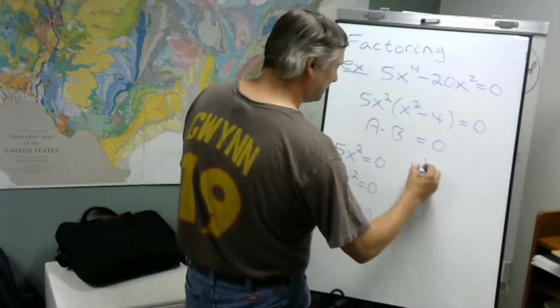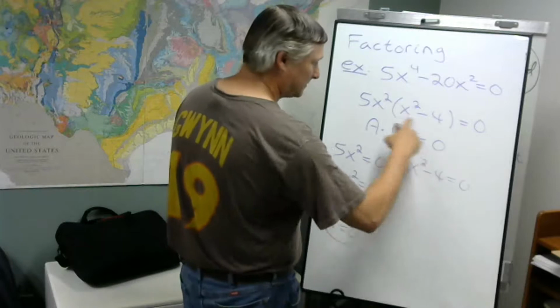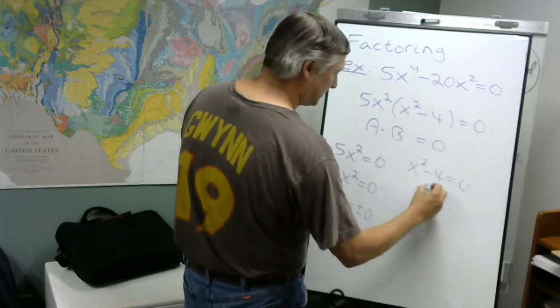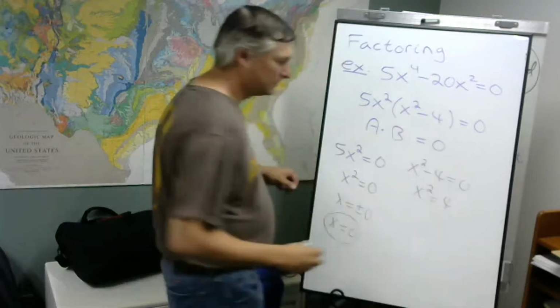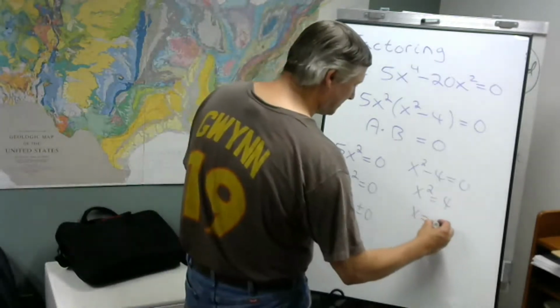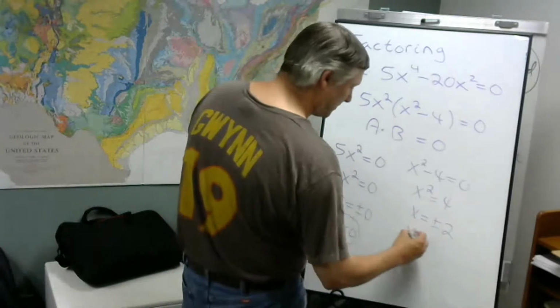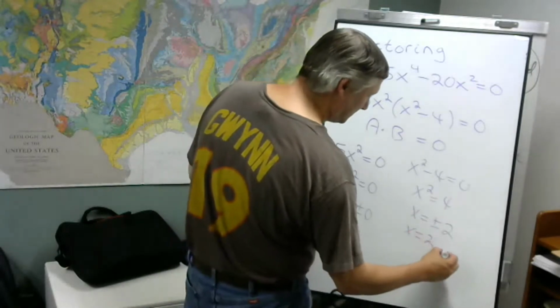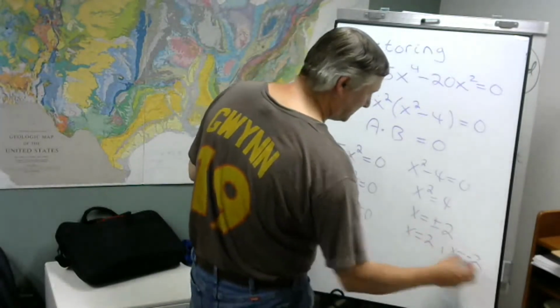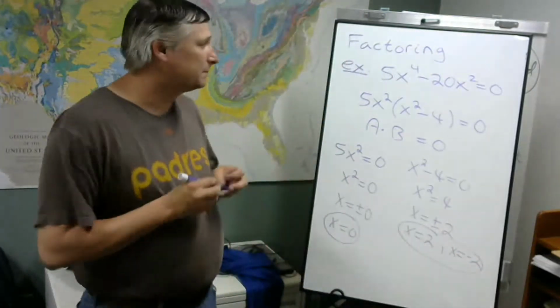So if x squared minus 4 equals 0. Now we're doing this part. X squared equals 4. Square root both sides, we'll get x is plus or minus 2, or x equals 2, x equals negative 2. And again, we want to check these answers.